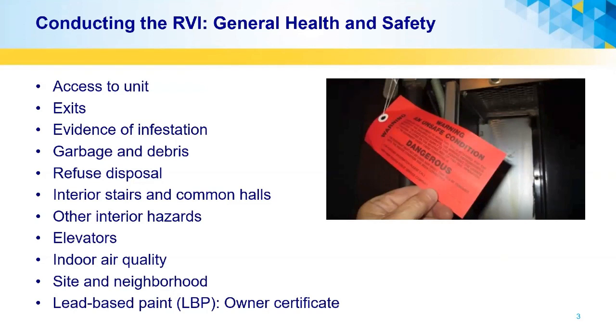Here are the inspectable items that we look at when it comes to general health and safety: access to the unit, exits, evidence of infestation, garbage and debris, refuse disposal, interior stairs and common halls, other interior hazards, elevators, indoor air quality, site and neighborhood, and lead-based paint owner certificate.